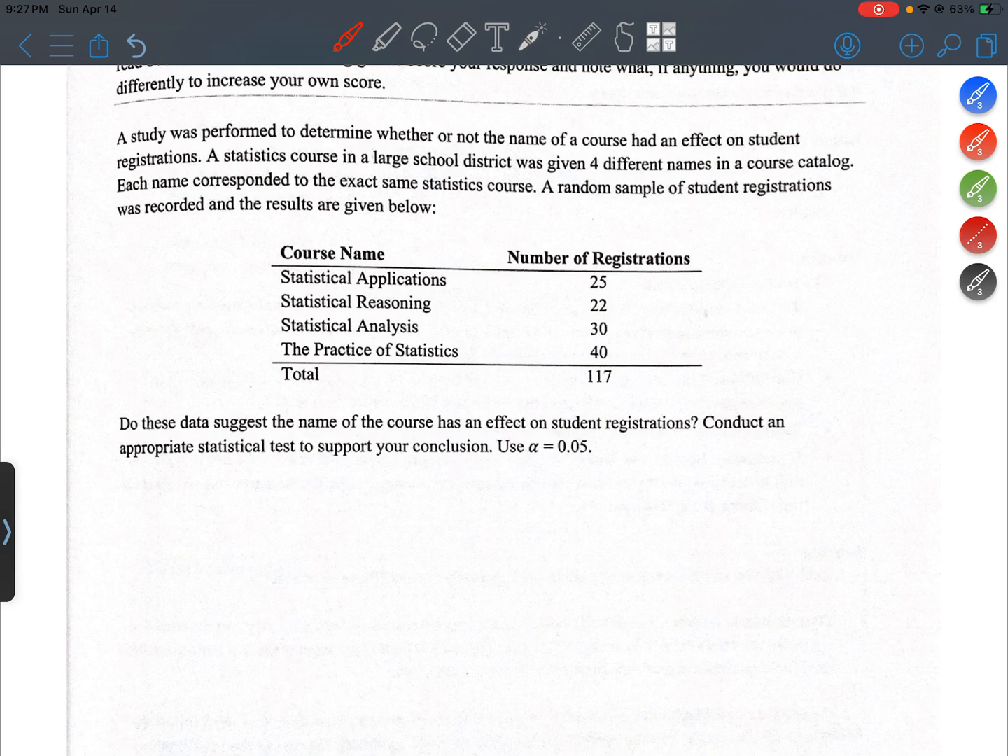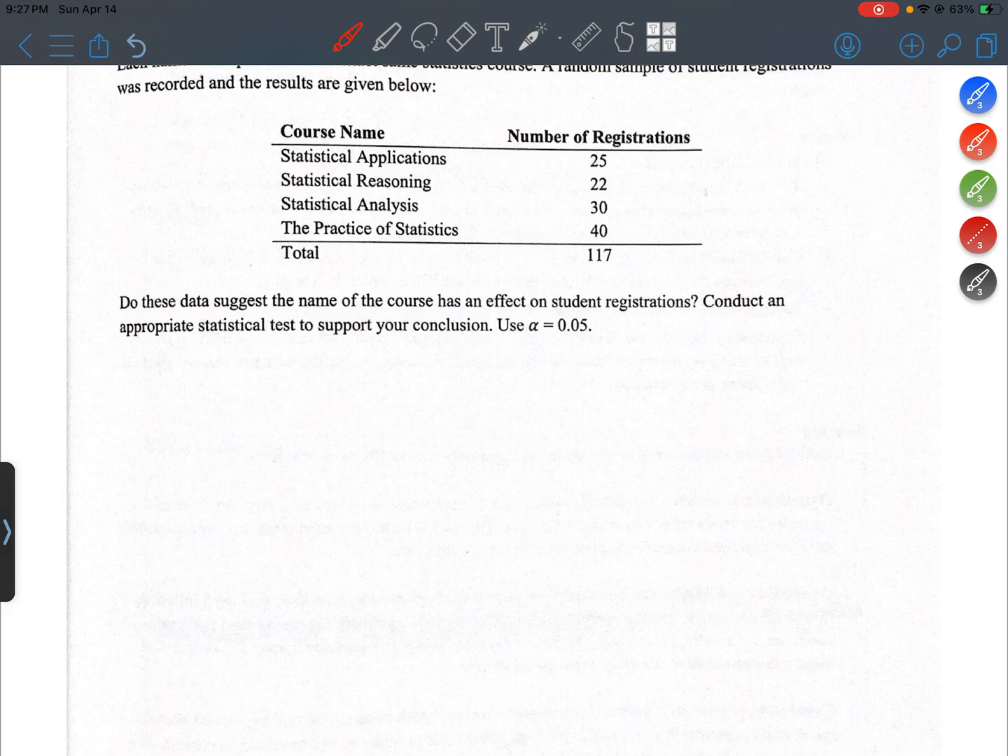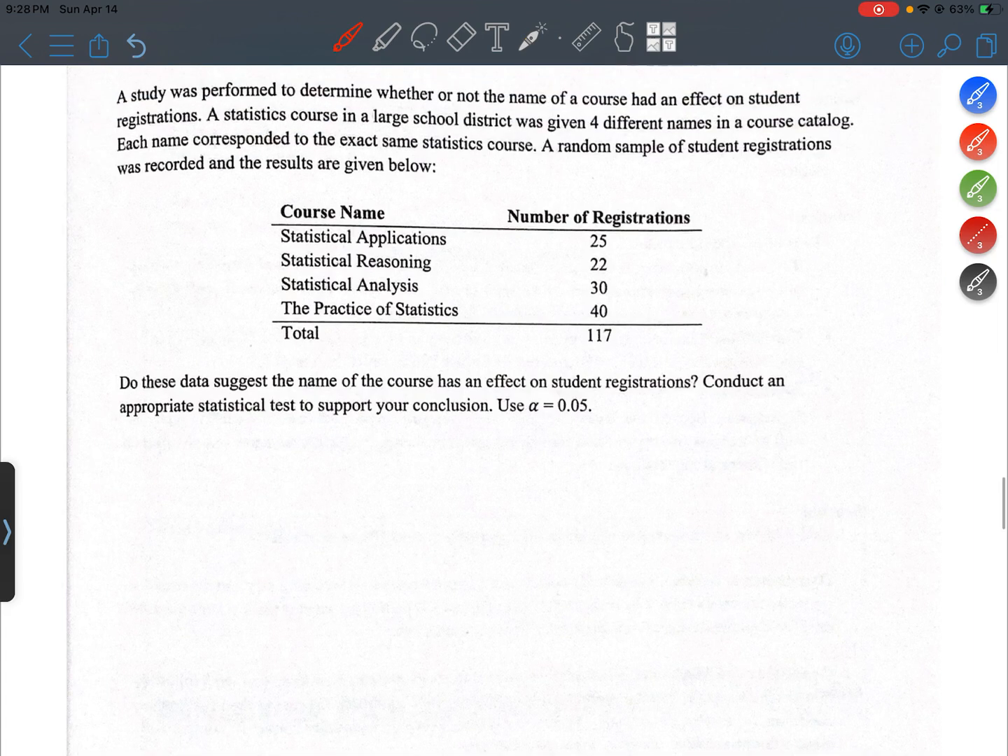All right, course name, statistical applications, 25 registrations, statistical reasoning, 22 registrations, statistical analysis, 30 registrations, and the practice of statistics, 40 registrations, total of 117 registrations sampled. Do these data suggest the name of the course has an effect on student registrations? Conduct an appropriate statistical test to support your conclusion. Use alpha equals 0.05.